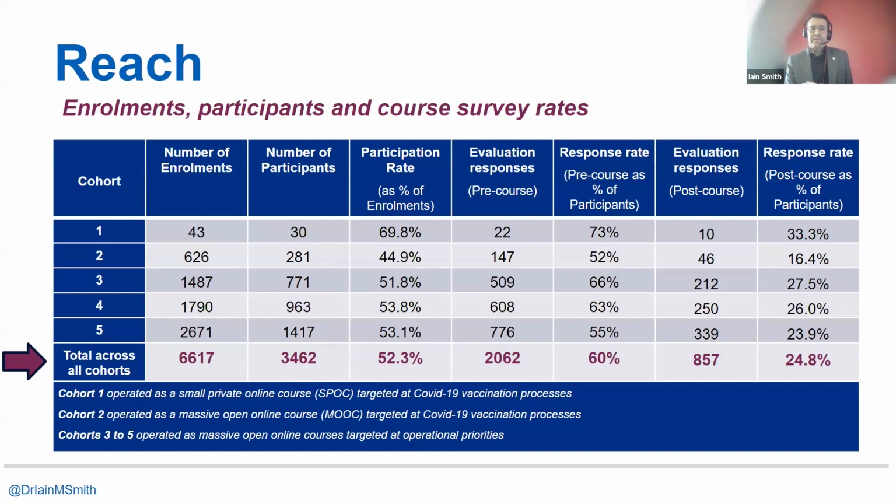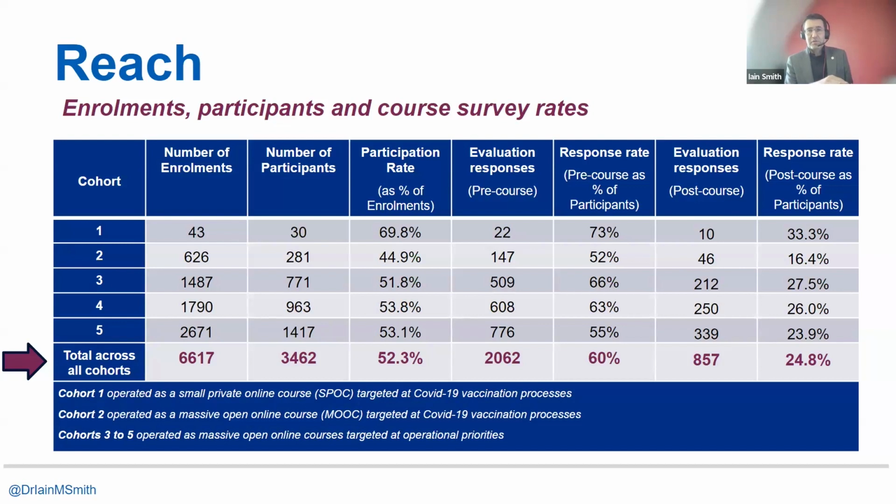Cohort 2 was a massive online course, but it was still targeted at COVID-19 vaccination processes specifically. It was a couple of months later after the first one. And then we ran 3 more cohorts, 3, 4, and 5, all run as massive open online courses, and they were targeted at annual operational priorities, NHS England's published annual operational priorities.